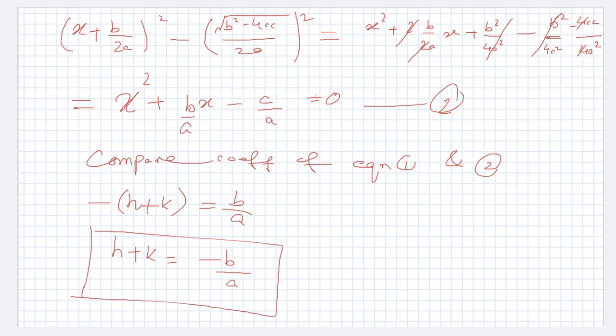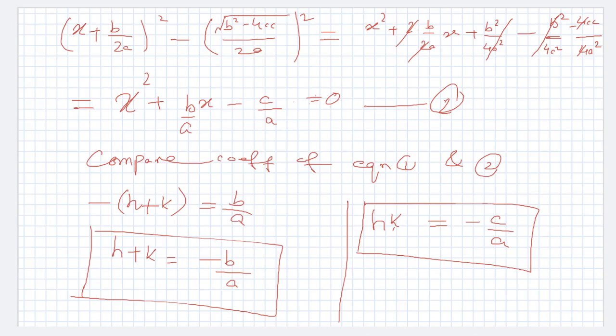And the product of the two terms hk, this is my free coefficient term. In equation 1 I had hk, in equation 2 I have minus c over a. The product of the two terms is hk equal to minus c over a. So the sum of the two terms is minus b over a. And in a particular equation, if a is equal to 1, then h plus k is going to be equal to minus b, and hk is equal to minus c.